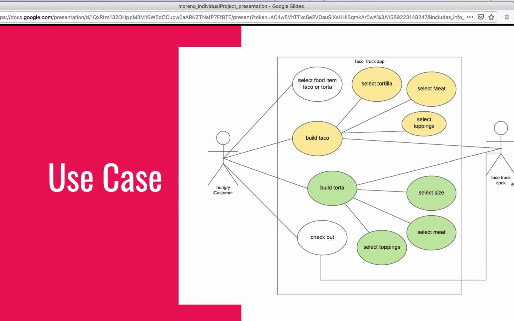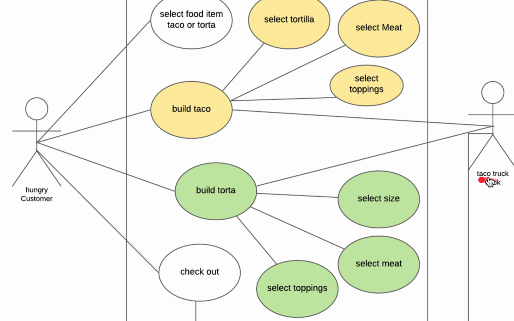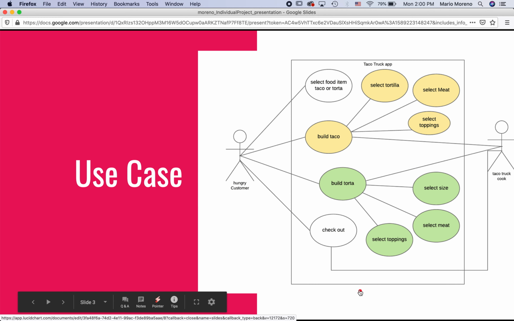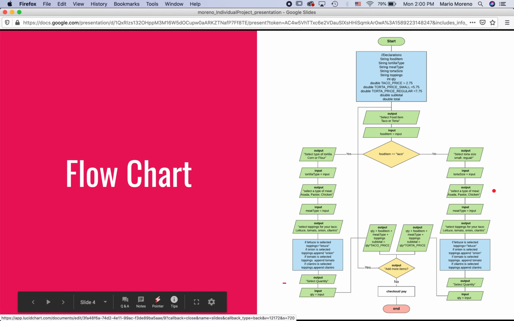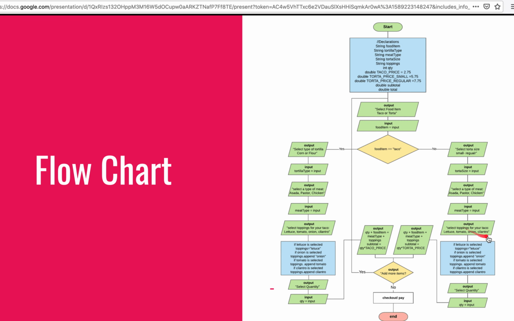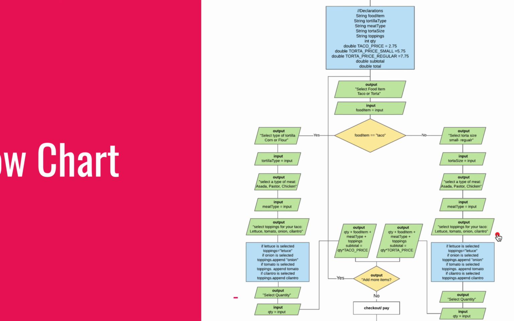And then the taco truck owner over here would just be in charge of cooking whatever the customer orders, and then just getting paid. That's everything that is going to be involved on the side of the taco truck owner or the cook. This is the flowchart for the application, and again, it works the way that you would expect.